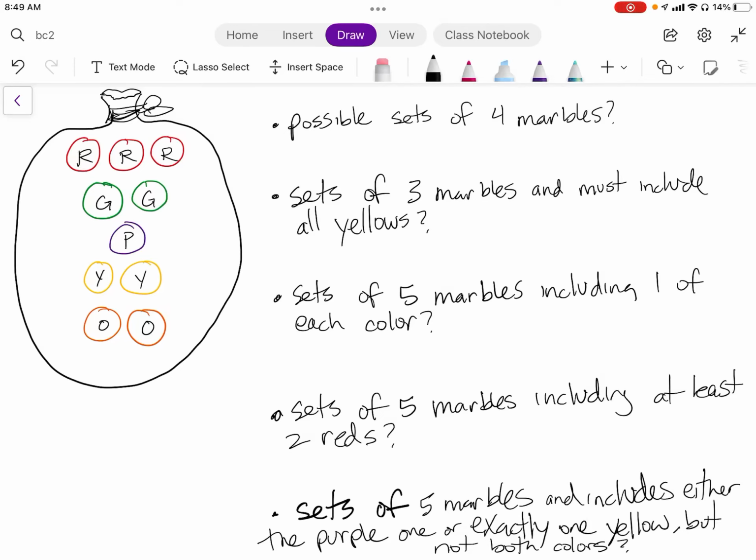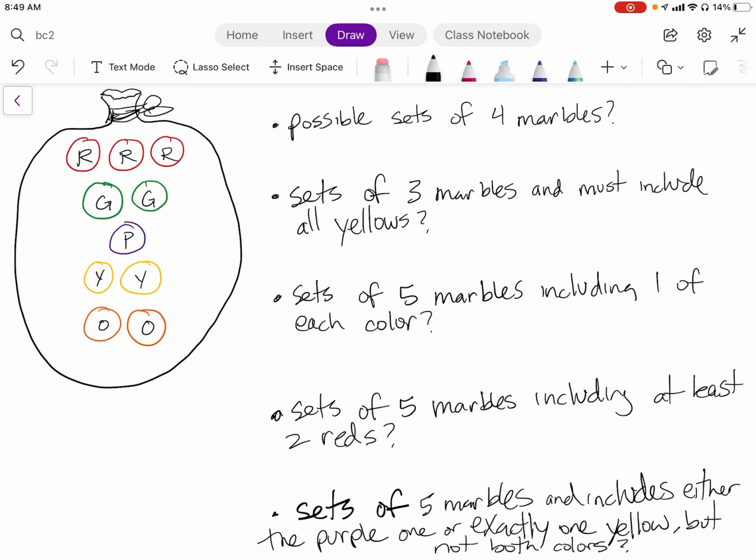All right, this is a video that is going to contain several questions about possible sets of marbles. So not probability here, we're looking at all the possible sets with the given conditions, okay? In the bag, I kind of color coded, but I put the letters in case the screen doesn't show up well. We have 3 reds, 2 green, 1 purple, 2 yellows, and 2 orange.